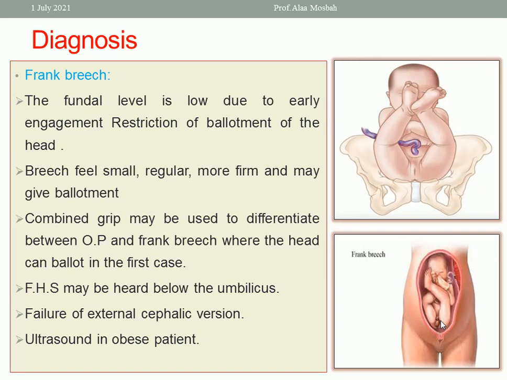Why? Because we said that there is early engagement, because the lower pole is small, and because the legs are not beside the buttock. The legs are high up, acting as a splint beside the head. So early engagement happens, and fetal heart sound can be heard below the level of the umbilicus, not like the complete breech. External cephalic version fails because of this splint of both legs. Ultrasound can, of course, confirm the diagnosis of frank breech.